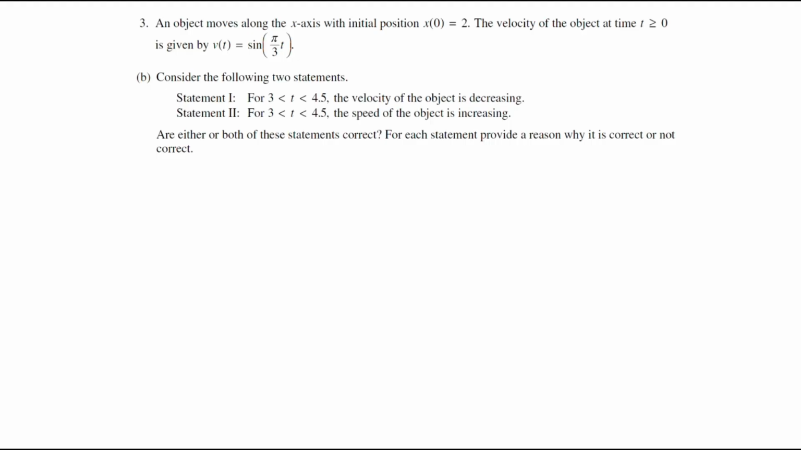In part B, it asks us to consider 2 statements. One is that from 3 to 4.5, the velocity is decreasing. And 2, from 3 to 4.5, the speed is increasing. And it asks us, are either or both of these statements correct? Well, to figure out if number 1 is correct, to see if the velocity is decreasing, we need to know about the acceleration, right? If the acceleration is negative, then the velocity would be decreasing. Velocity decreases if acceleration is less than 0.